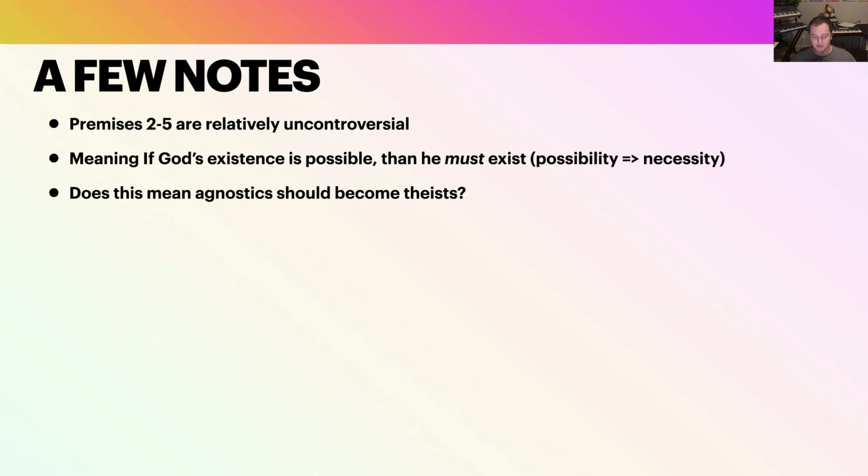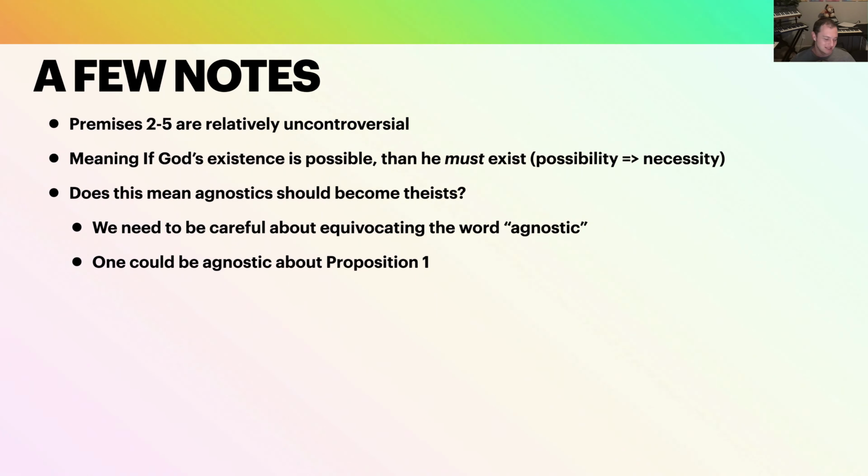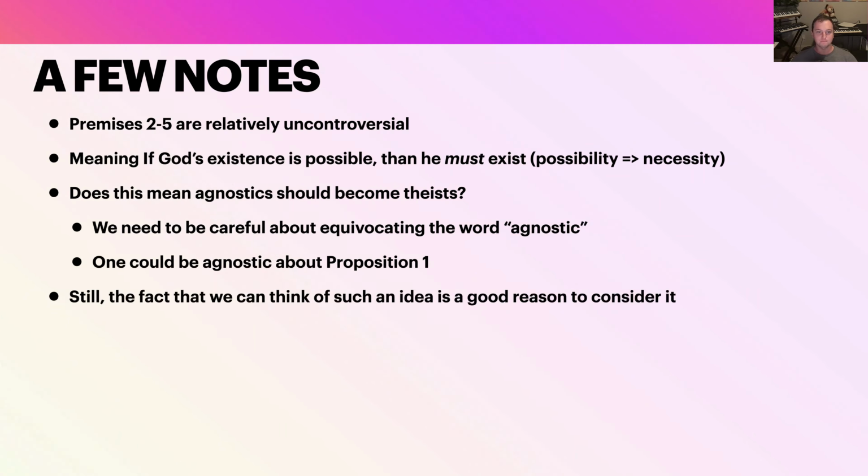Now, does this mean, of course, agnostics who don't take a stand one way or another should become theists? Well, let's be careful here and not equivocate the word agnostic. One could be agnostic about whether or not a maximally great being possibly exists. But if you accept that it's possible that a maximally great being exists, then it seems that a maximally great being would have to exist in all worlds, including our own.